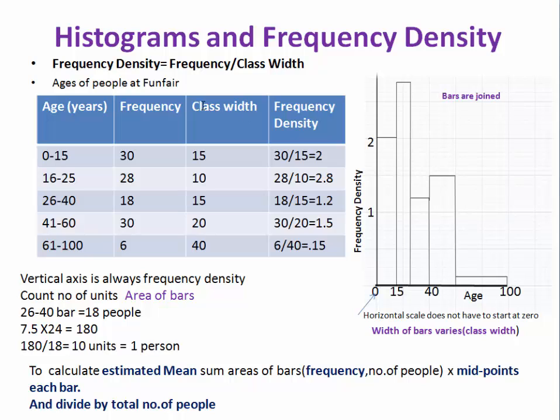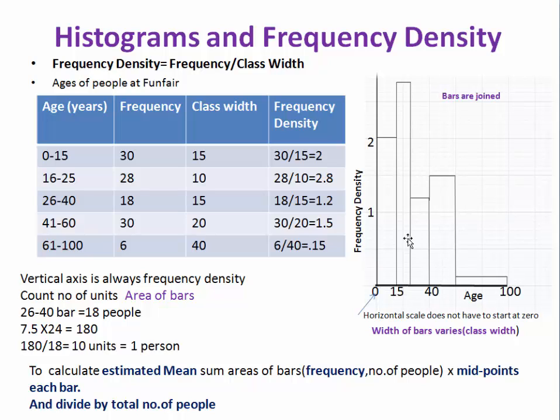Then this is our age scale, our scale demonstrating our age. Each one of these squares is 20, so we have 20, 40, 60, 80, 100, so 0 to 100. Then we mark on our class widths, so this is 0 to 15, 15 to 25, sorry, 26 to 40, 41 to 60, and 61 to 100.